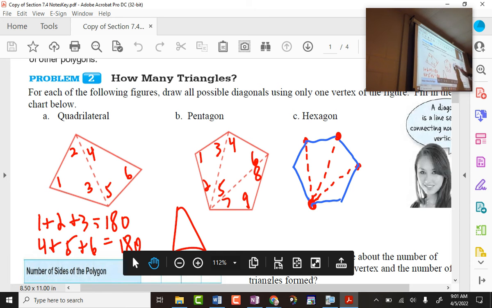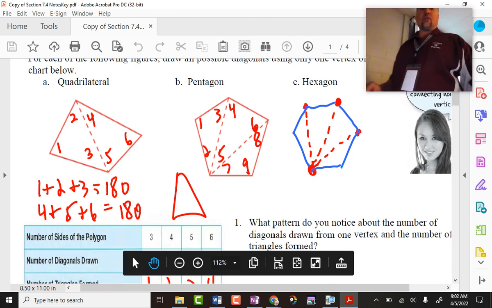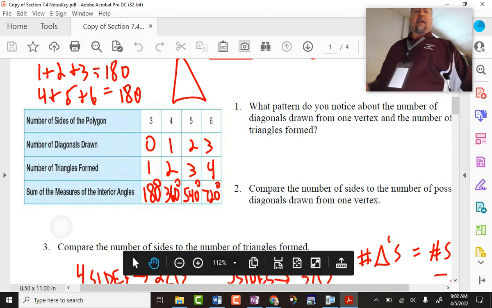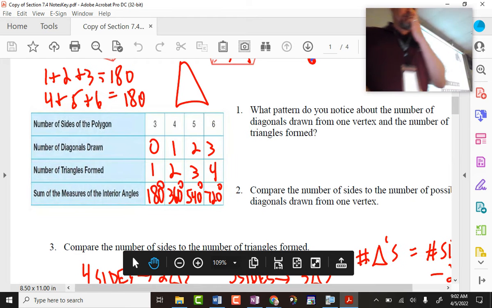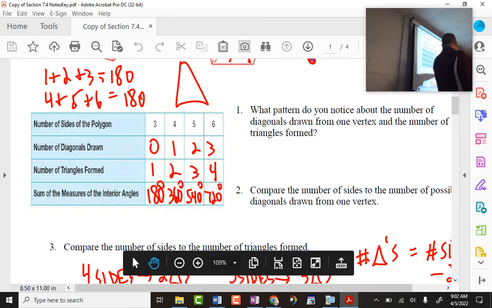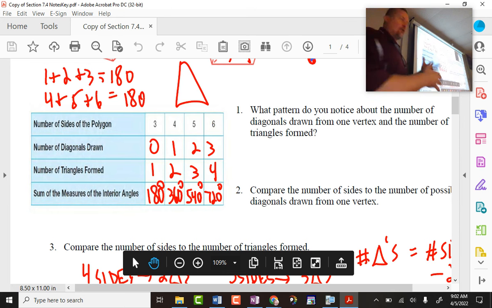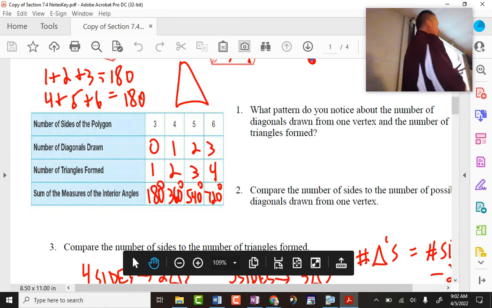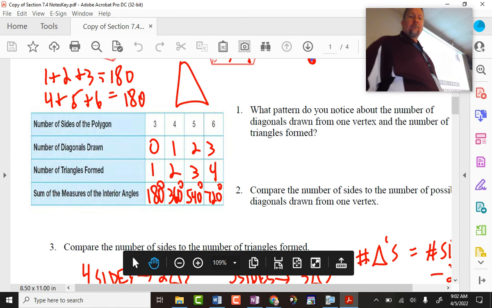Any of these, I picked this one. 1, 2, 3 diagonals can be drawn. 1, 2, 3, 4 triangles are created. So we know a triangle has 180 degrees for its angle measures added together. We know a quadrilateral has 360. As we keep moving on, this is why the interior angle sum keeps going up by 180: because of the amount of triangles that can be drawn.